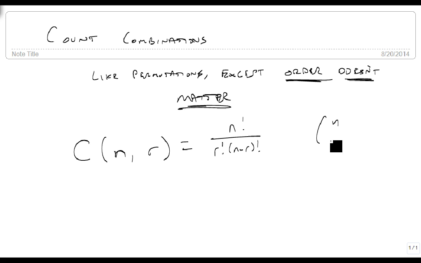And I want you to notice this is very much the same as our n choose r. These are the exact same formula, so this is just another way of writing our choose, but here it's specifically because we are counting combinations. So let's look at two examples.